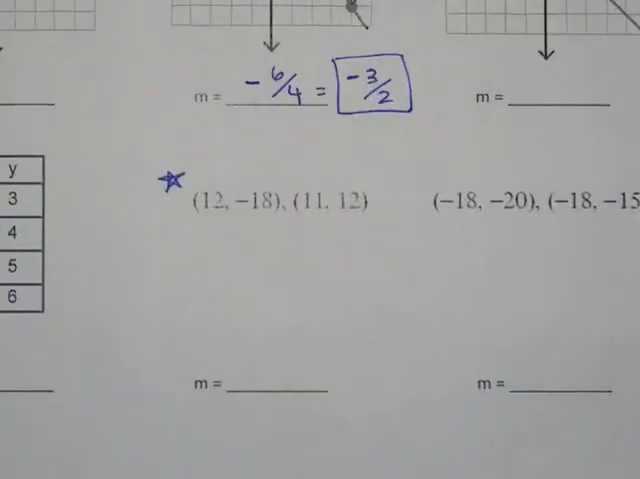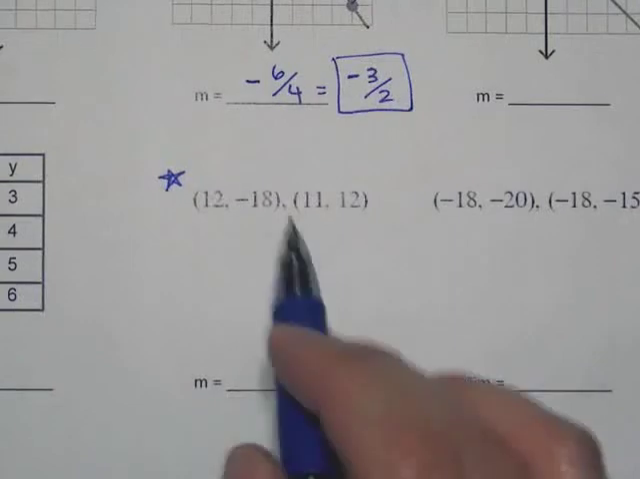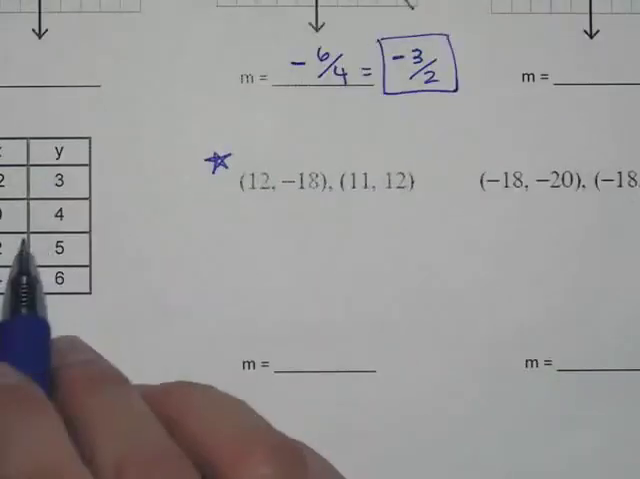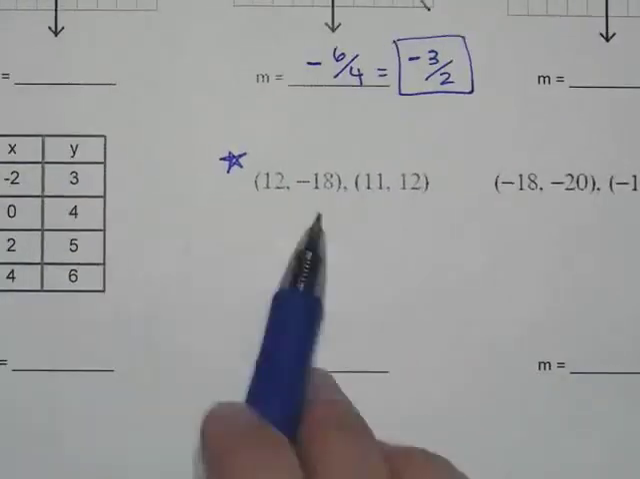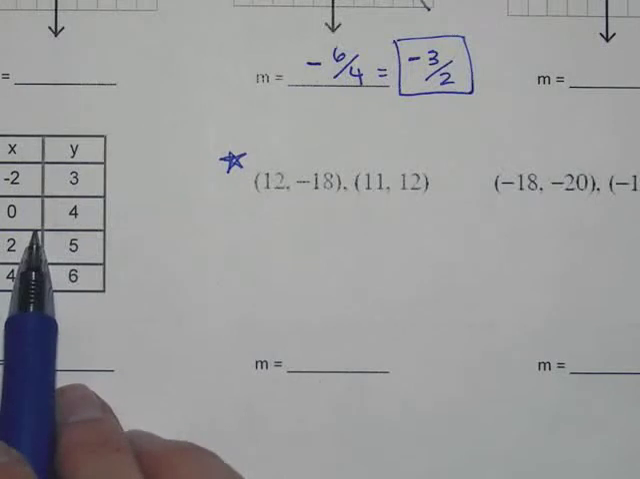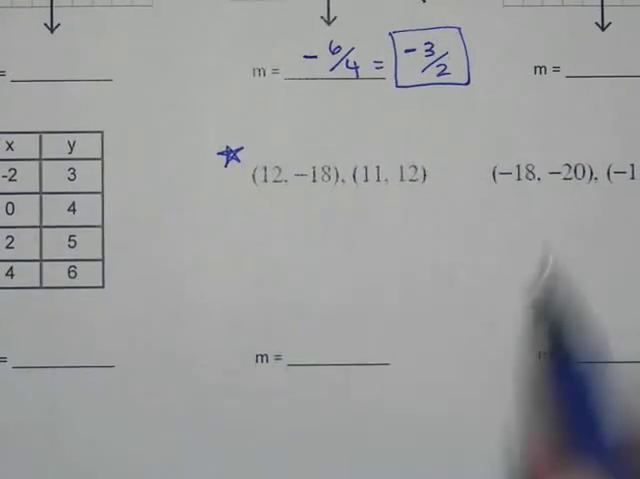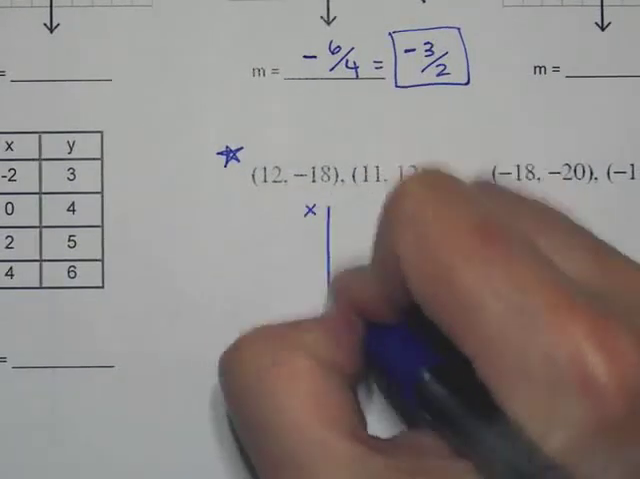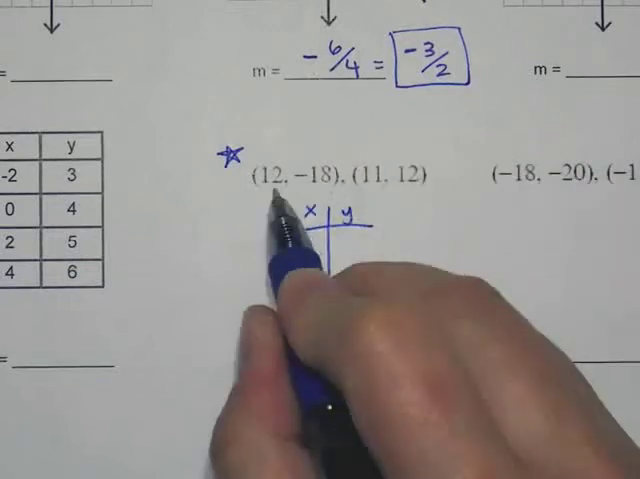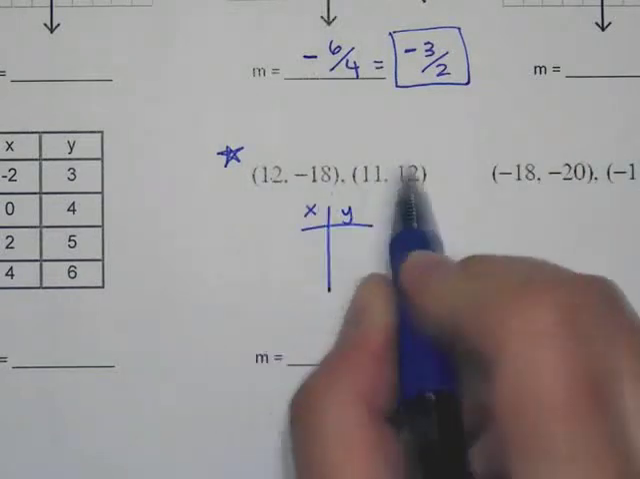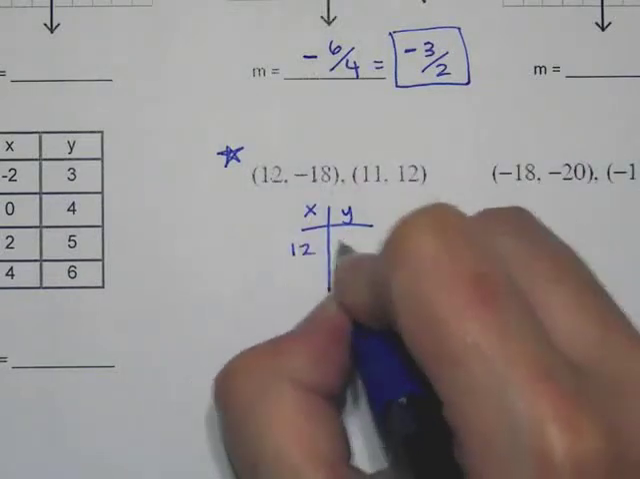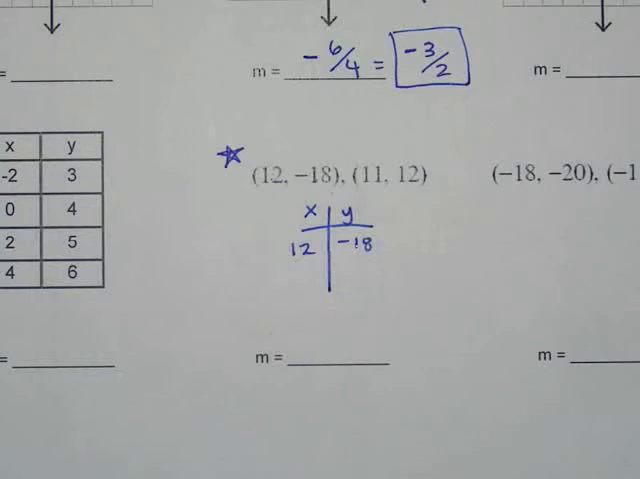I have two ordered pairs. When we have two ordered pairs, we actually turn them into a table of values like we see over here. So this problem, you ought to be able to do the table of values problem after we do this problem here. So I'm going to turn this into a little table of values, x and y, and I'm going to take my two ordered pairs, x, y, and x, y. So 12, negative 18 is my first ordered pair, my first x, y combination.